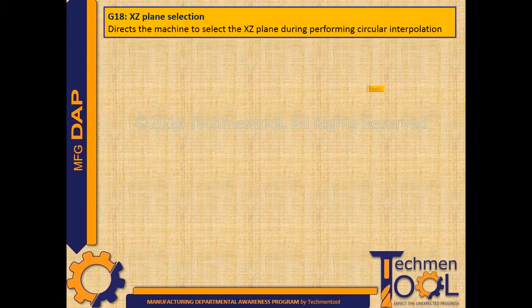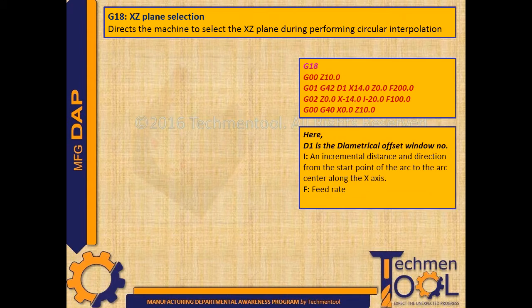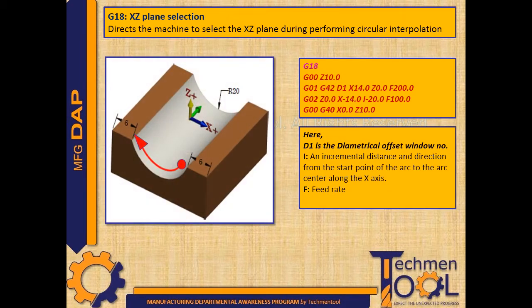G18 XZ plane selection. This code prepares the machine to select the XZ plane during circular interpolation. In this sample program, after mentioning the G18 code for XZ plane, the machine selects the plane and circular interpolation starts. Here, D1 is the diameter offset window number. I is the incremental distance and direction from the start point of the arc to the arc center along the X-axis. F is the feed rate.